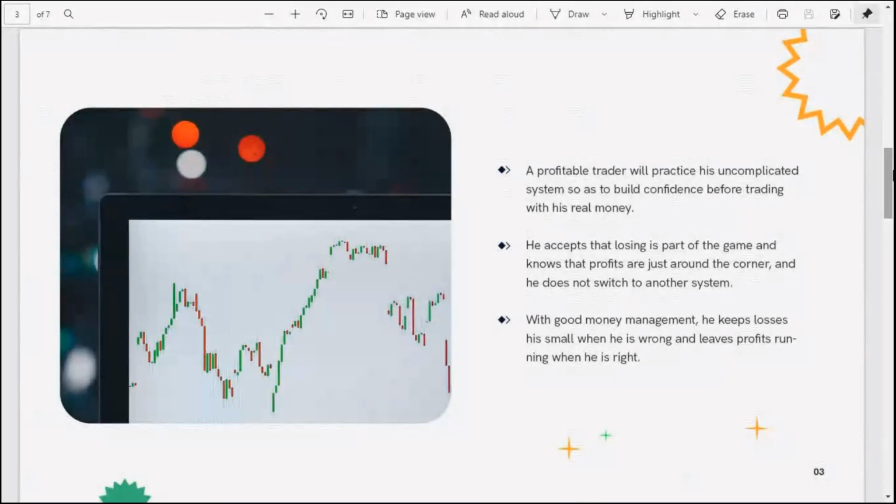Now, another thing is, as a trader, you need to accept that losses are part of the game and know that profits are just around the corner. Don't start switching to another system. See, I have lost a lot of money also in the financial markets. You will lose money also. But the whole idea is to understand that losing money is part of the game.